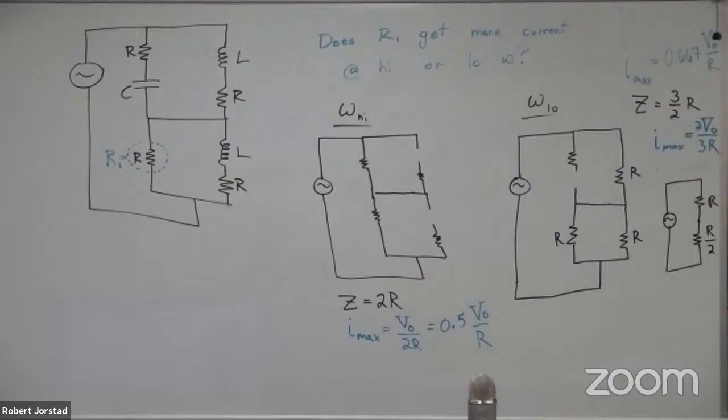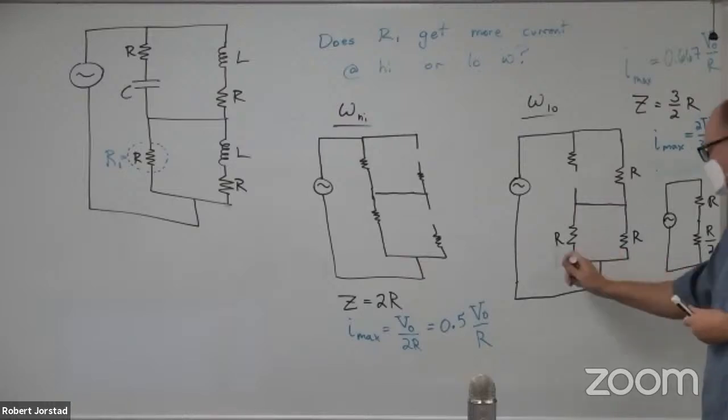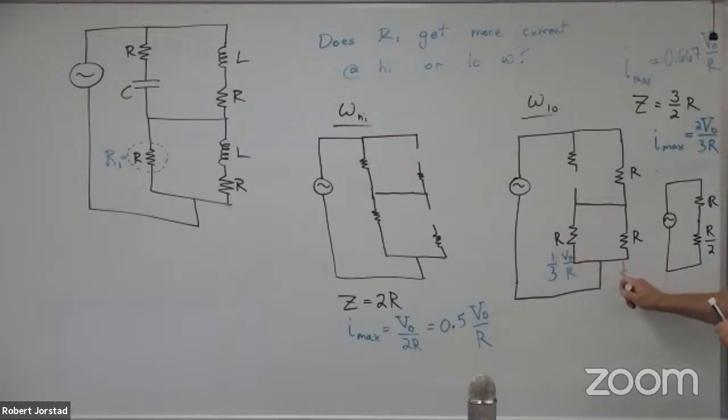Okay, so does R1 get more or less current at high or low frequencies? At low. This is the total. Don't forget, we've got to divide it by 2 to split it between the 2 branches. Do you agree that these two share the same voltage, the current splits? So here I would get 1/3 V naught over R and 1/3 V naught over R for the current amplitude in each of these 2 branches.